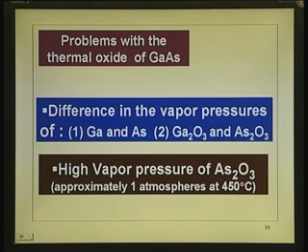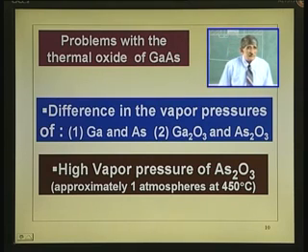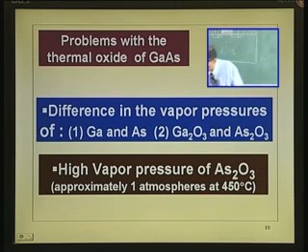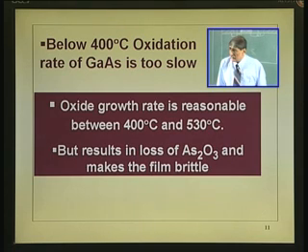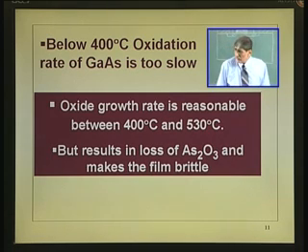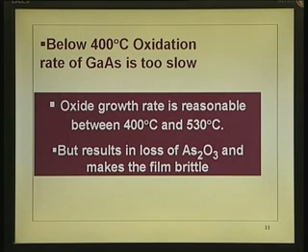Okay. So, high vapor pressure of arsenic trioxide. When you oxidize arsenic, arsenic trioxide has a vapor pressure of 1 atmosphere at about 450 degrees centigrade. That is tremendous. That means, if you oxidize gallium arsenide, you will lose it. Oxide growth rate is very slow below 400 degrees centigrade. So, you have to oxidize at temperatures between at least 400 to 530 degrees centigrade. I am giving 530 because this is a number that people have been using.